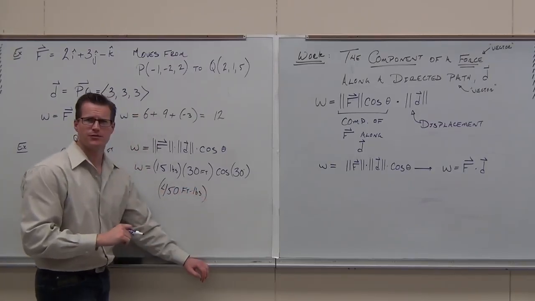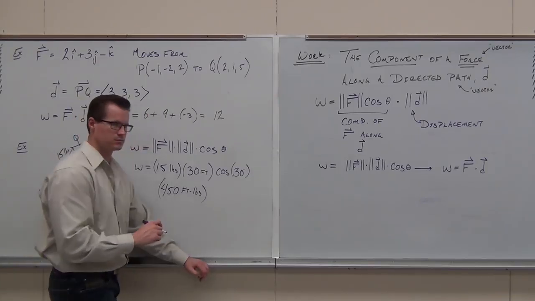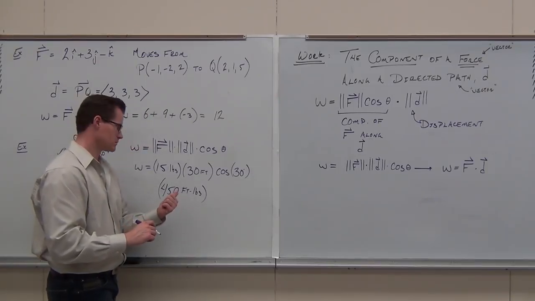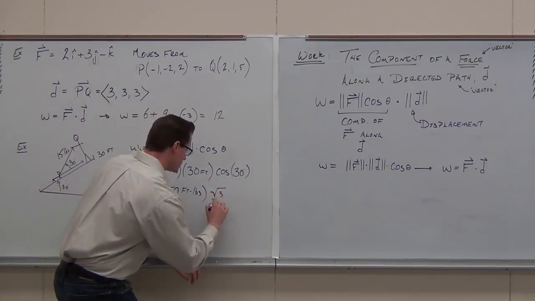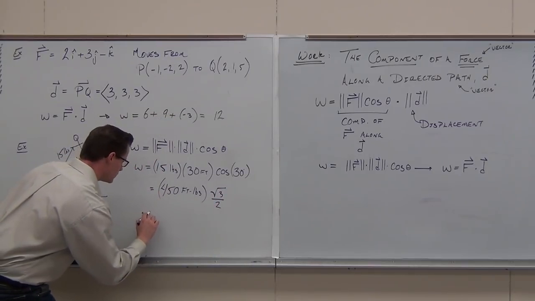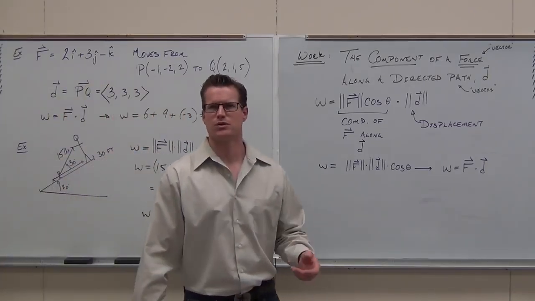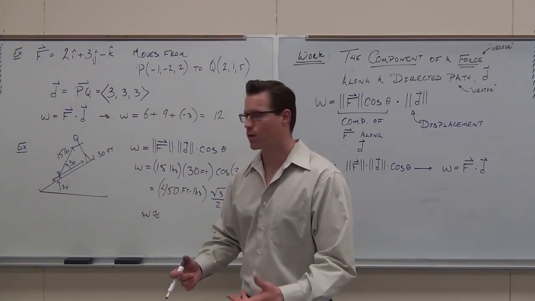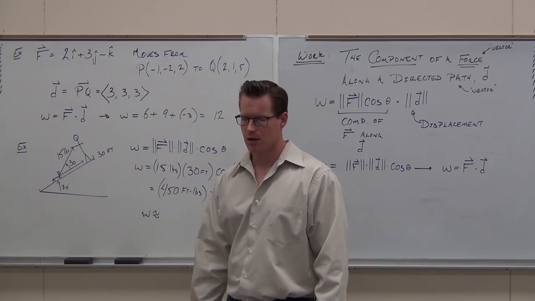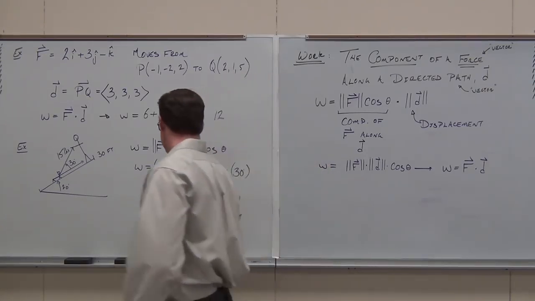I think that's 450 if I'm doing my math correct. Work is about equal to, so take the 450, multiply it by cosine 30, or multiply it by square root of 3, divide by 2. How much do we get, roughly? 389.7. Yeah, that's about what I got.